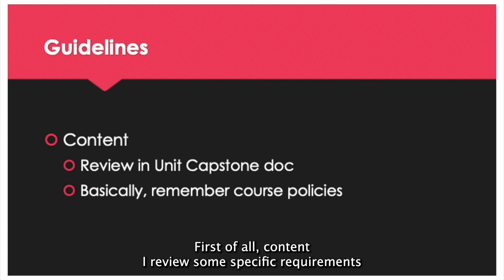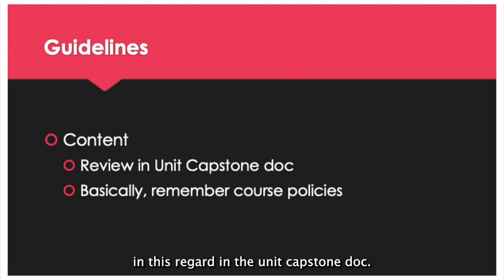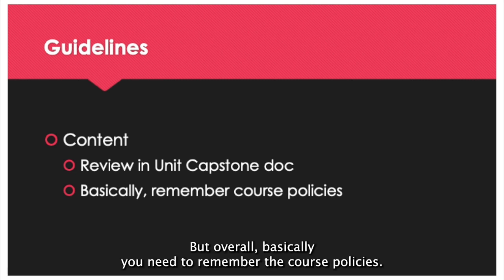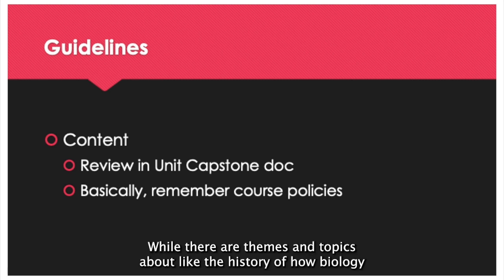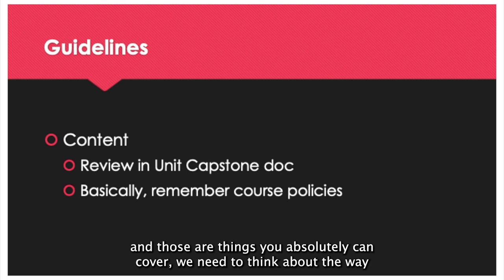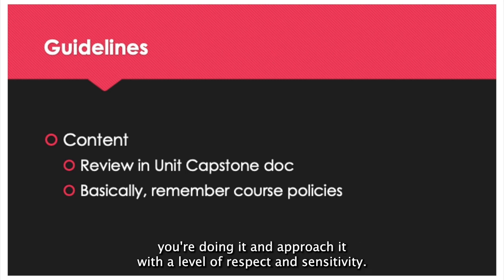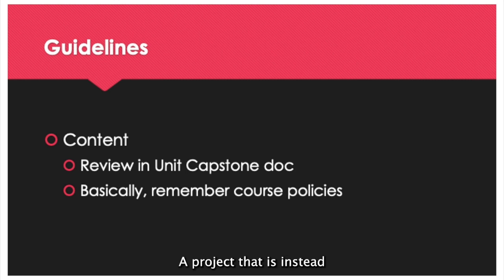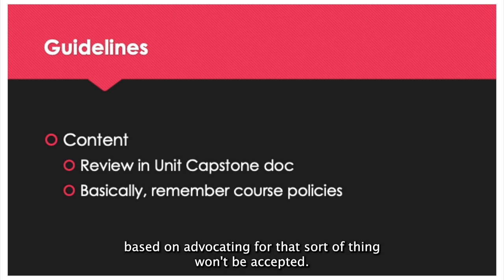First of all, content. I review some specific requirements in this regard in the Unit Capstone doc. But overall, basically, you need to remember the course policies. While there are themes and topics about the history of how biology has intersected with discrimination and oppression, and those are things you absolutely can cover, you need to think about the way you're doing it and approach it with a level of respect and sensitivity. A project that is instead based on advocating for that sort of thing won't be accepted.